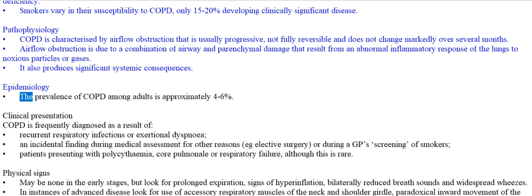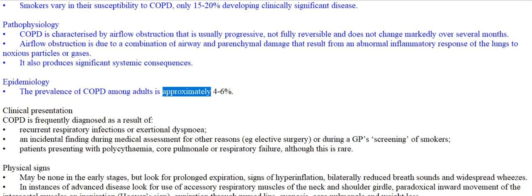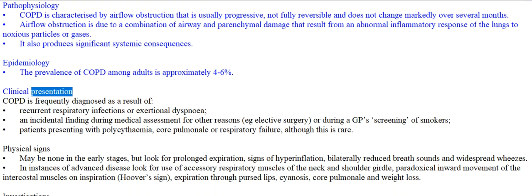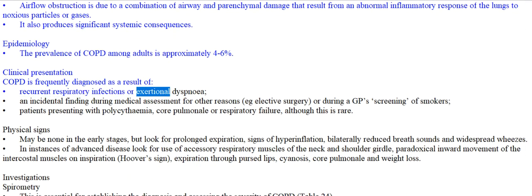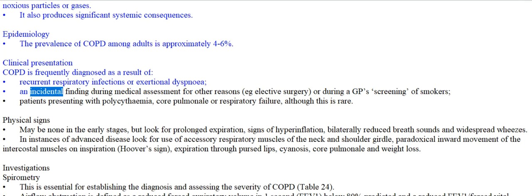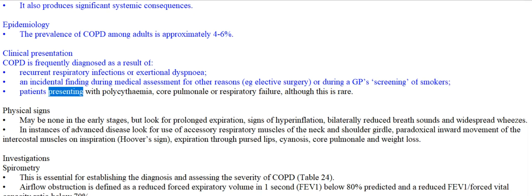Epidemiology. The prevalence of COPD among adults is approximately 4 to 6%. Clinical presentation. COPD is frequently diagnosed as a result of recurrent respiratory infections or exertional dyspnea, an incidental finding during medical assessment for other reasons, e.g. elective surgery, or during a GP screening of smokers. Patients presenting with polycythemia, cor pulmonale, or respiratory failure, although this is rare.